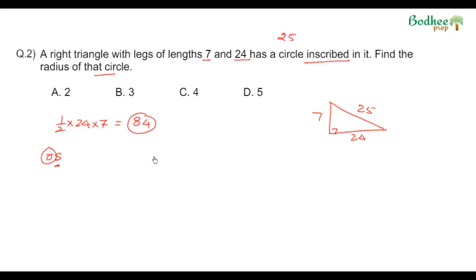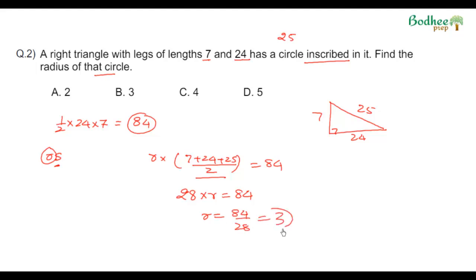So what we can do is that it is R into semi perimeter, which is the sum of all the sides, that is 7 plus 24 plus 25 divided by 2. This should be equal to 84. So this on calculation is 28 into r is equal to 84. So the value of r is 84 divided by 28, which comes out to be 3. So option B becomes the right answer.